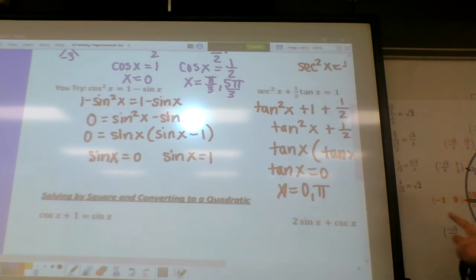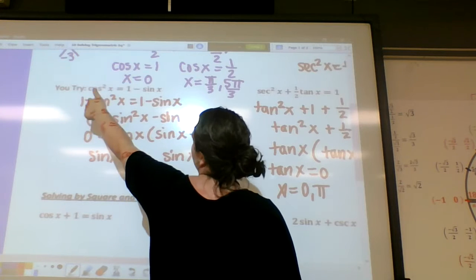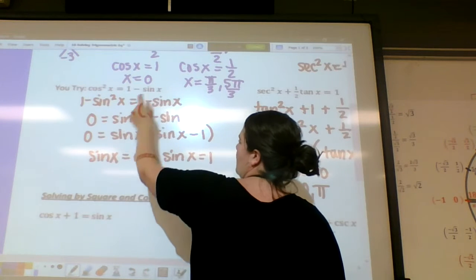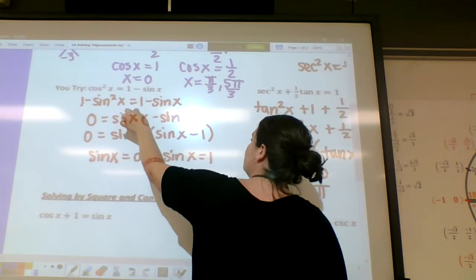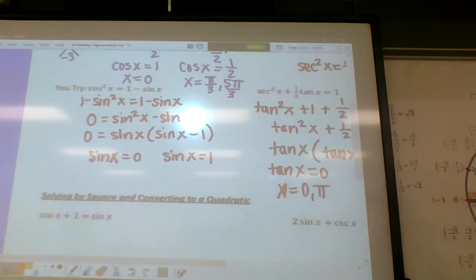So I went ahead and said these two make 0 together, and then this one I don't want to be negative. I want to move it over and make it positive, so I have a positive sine squared of x, and then this minus sine of x. And then from there, it turns into a problem from yesterday, right? They had a greatest common factor, so take out a sine of x. Left is a sine of x minus 1. So where is sine of x equal to 0, and where is sine of x equal to 1? So what were the solutions you got for this?